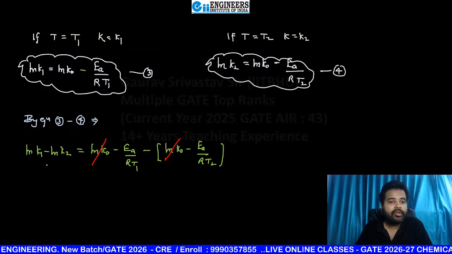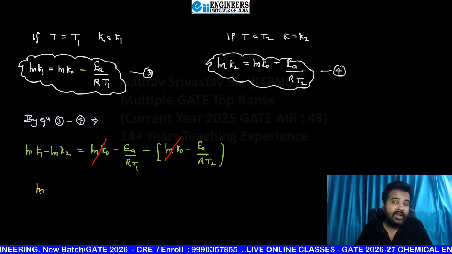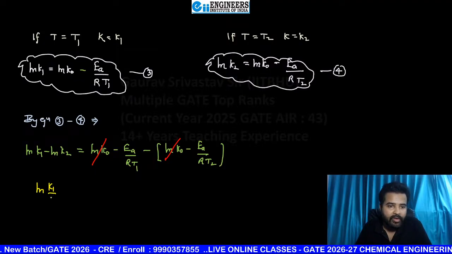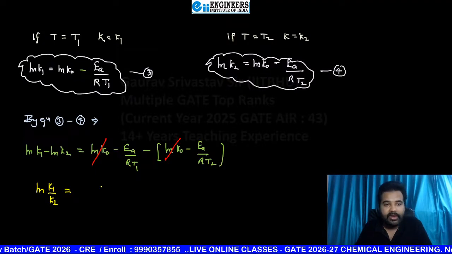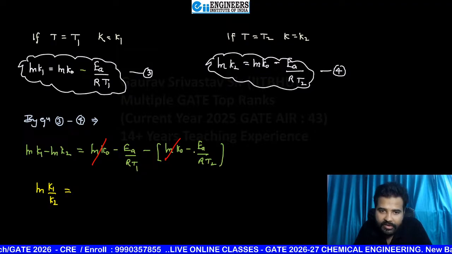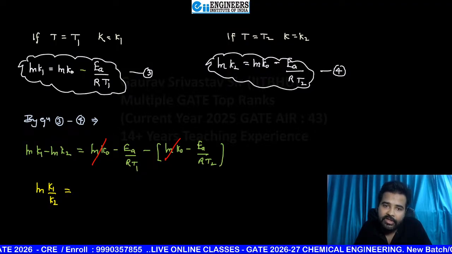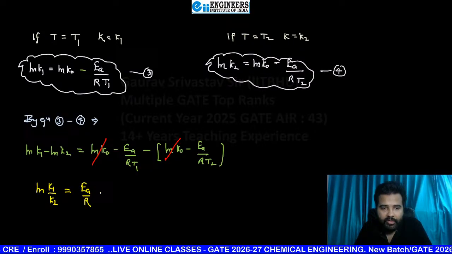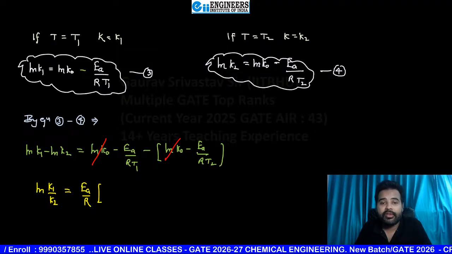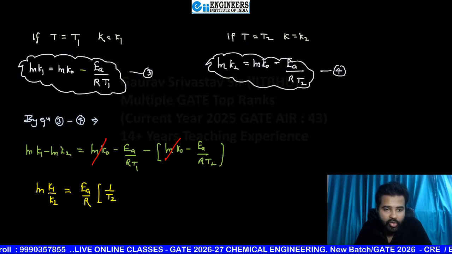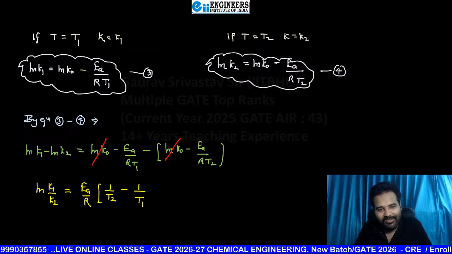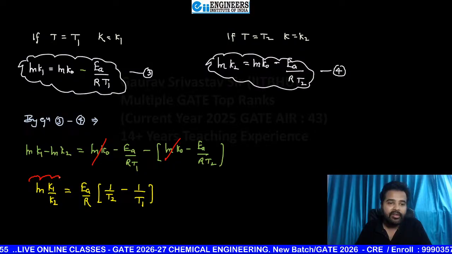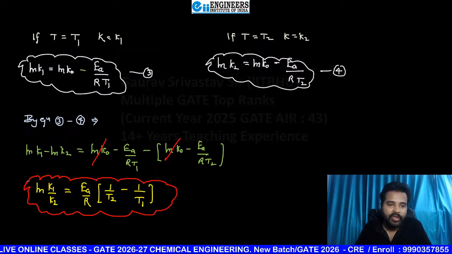Further moving forward, it can be written as ln of A minus ln of B, that can be written as ln of A by B. So it can be written as ln of K1 by K2, and that equals to EA by R in both sides. So I am taking EA by R common here, and here I am writing this one first. So 1 upon T2 minus 1 upon T1. So this is our final expression. ये हमारा एक final expression हो गया है.